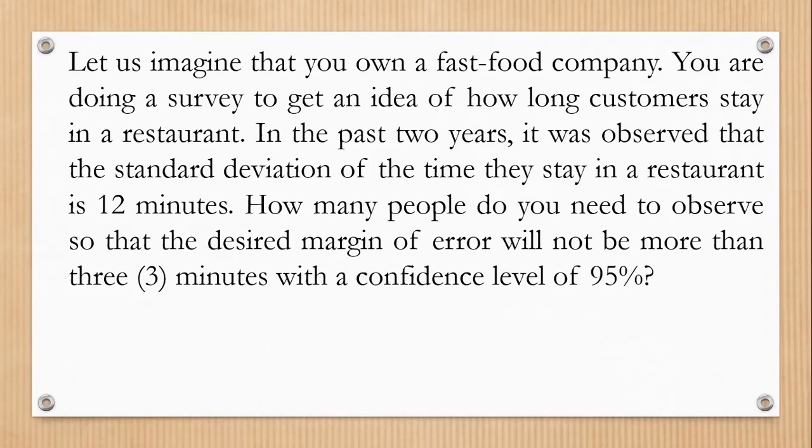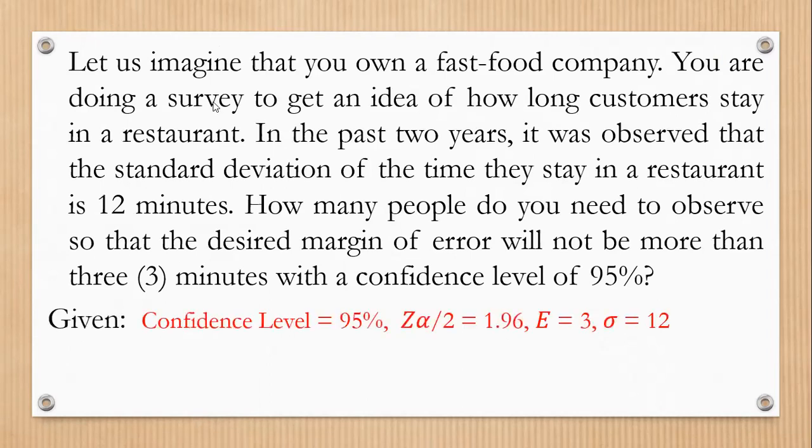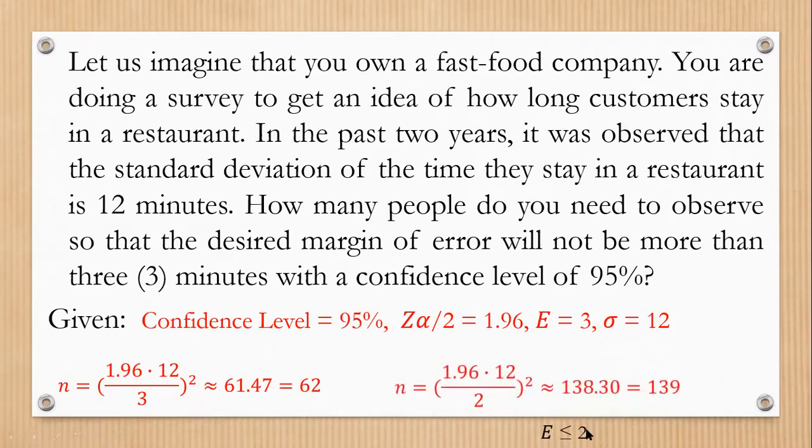So we have that one, the problem. Considering this problem, our confidence level is 95%. From the table, that is equal to 1.96. The margin of error is 3 because of this 3 minutes, and the population standard deviation is 12 minutes. Solving for the sample size, we have 62, approximately. And for our margin of error which is less than or equal to 2, then we have this sample size.